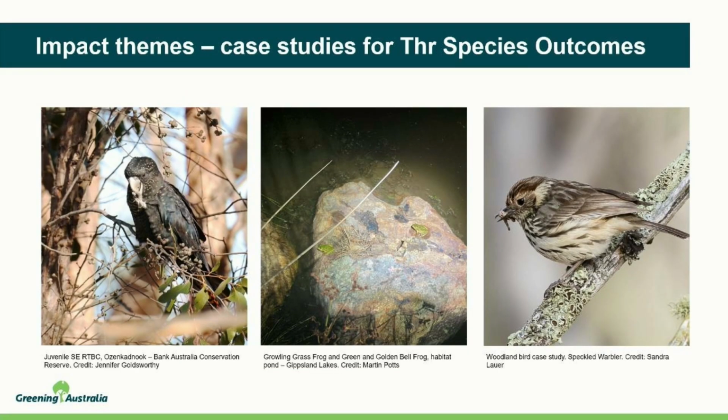So moving into some applied case studies, I'm going to run through 3 projects that have a threatened species focus. So I'm going to take you first to southwest Victoria to talk about the southeastern red-tailed black cockatoo. Then we'll move to East Gippsland to talk about growling grass frogs and green and golden bell frogs. And then we're going to move up to the ACT to talk about woodland birds.